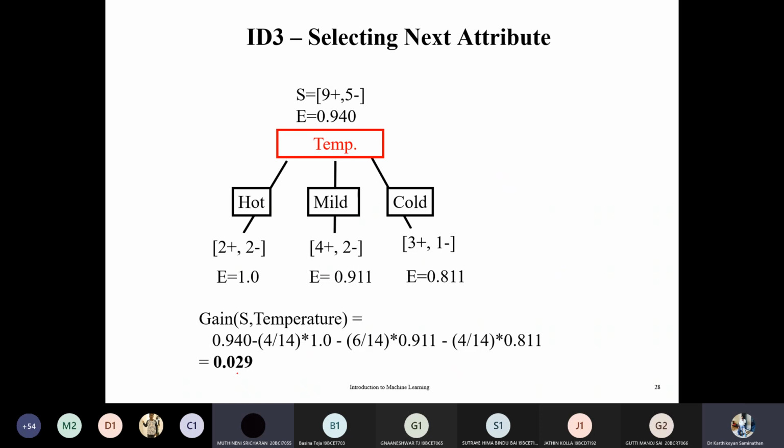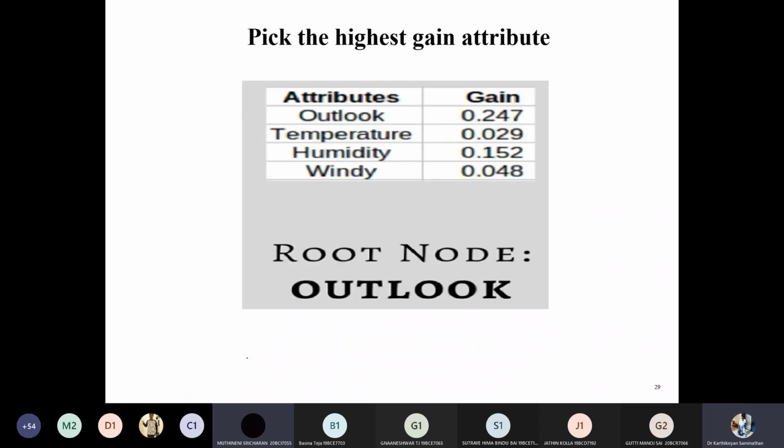You compare again for temperature, 0.209. So finally, pick the highest. For outlook, the gain is 0.247. Then temperature 0.029, humidity 0.152, windy is 0.048. So finally the highest one is 0.247. So the best root node is outlook, the best decision tree classification.